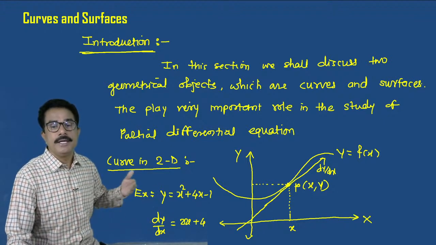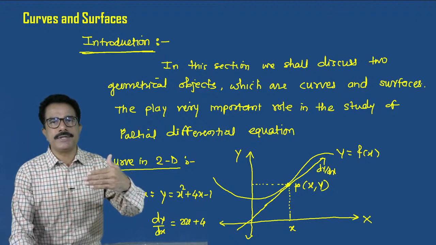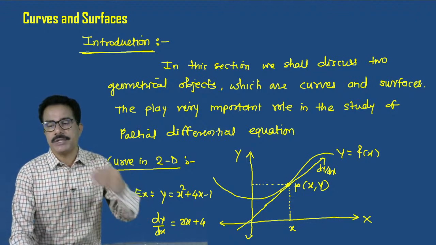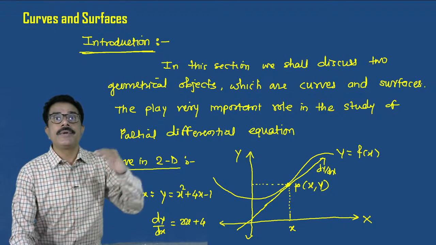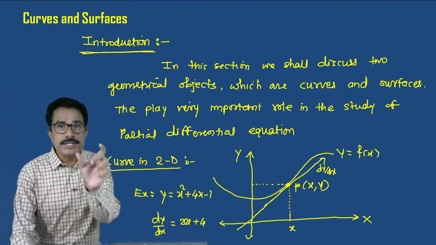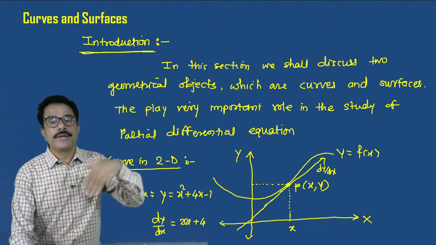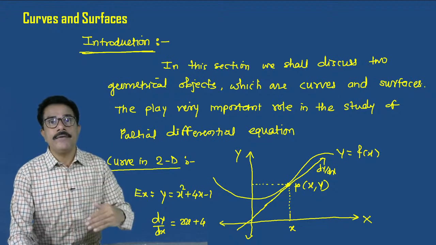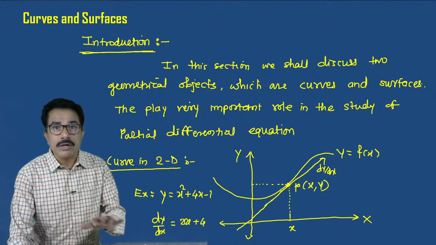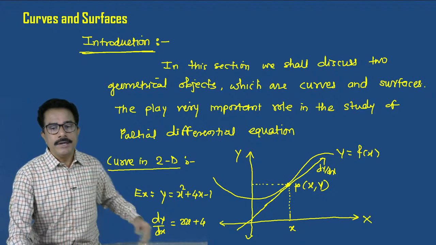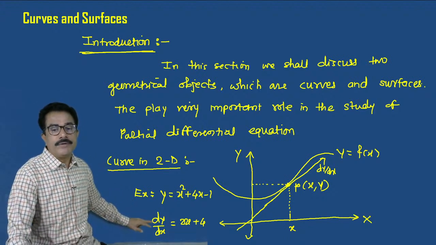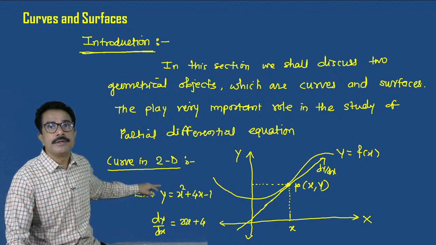By using the ordinary differential equation we can obtain the slope of a tangent to the curve. We can find the nature of the curve. We can find maxima and minima of the curve. That means a lot of applications we can obtain from the ordinary derivative corresponding to the curve.